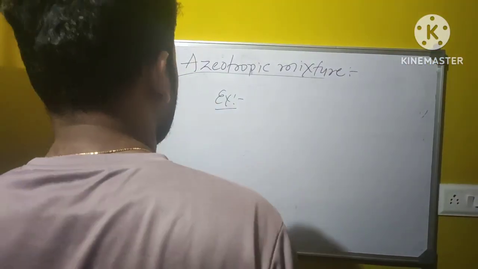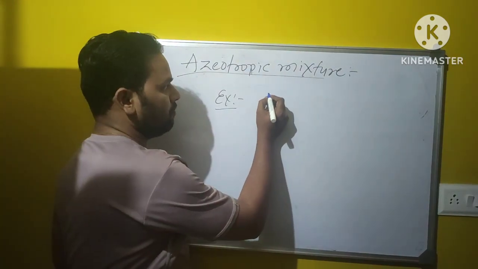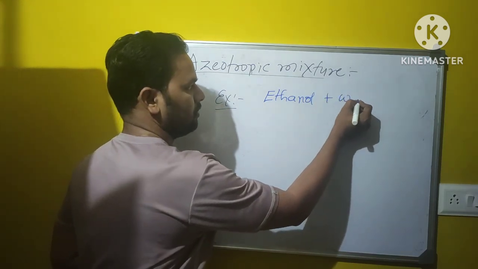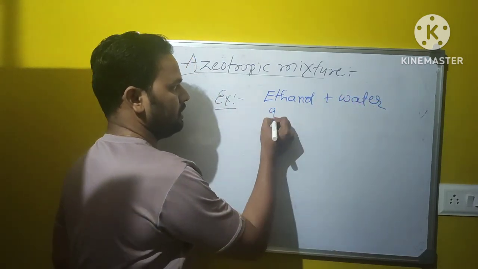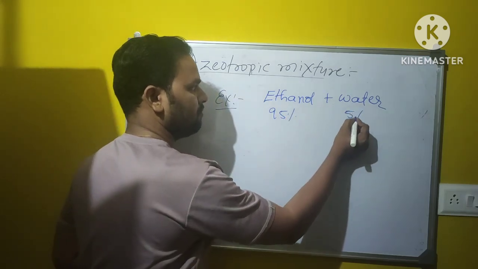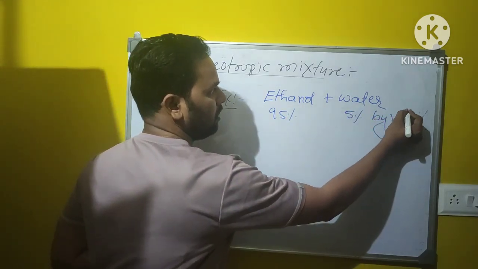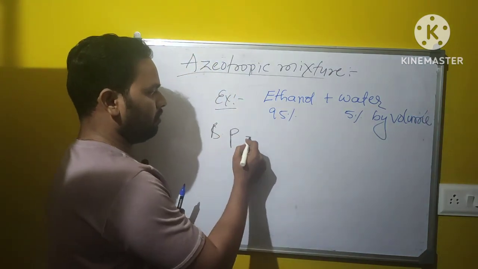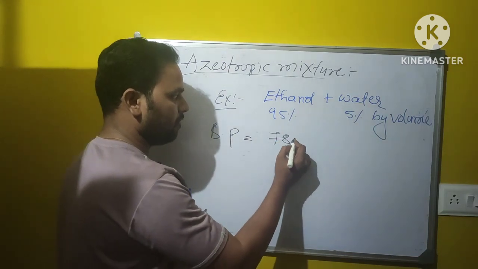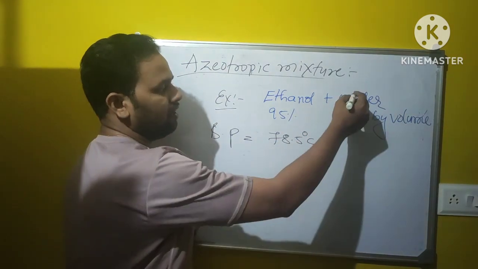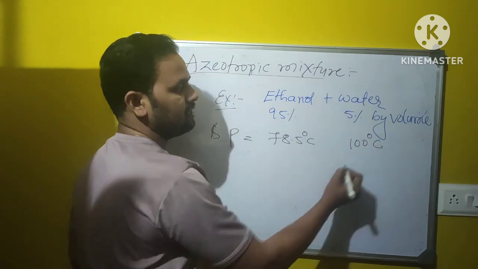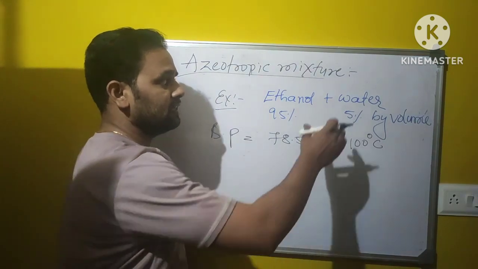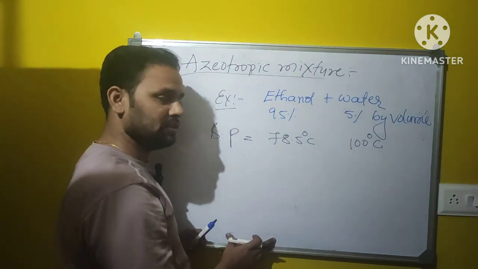Take the example of a mixture of ethanol and water. Ethanol is 95%, water is 5%, that is by volume. Boiling point of ethanol is 78.5 degrees Celsius and boiling point of water is 100 degrees Celsius. Individually, ethanol has 78.5 degrees Celsius and water has 100 degrees Celsius boiling point.